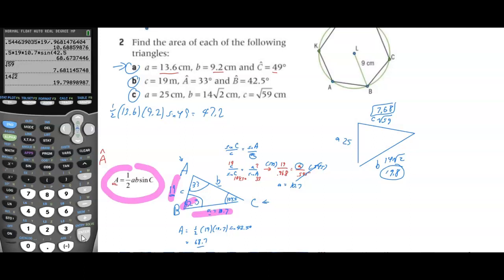I need one of these angles. If I had one of these angles, I could figure out the area. Okay? How could I find the angle? Well, let's say that I want to know angle A. How could I find out angle A?